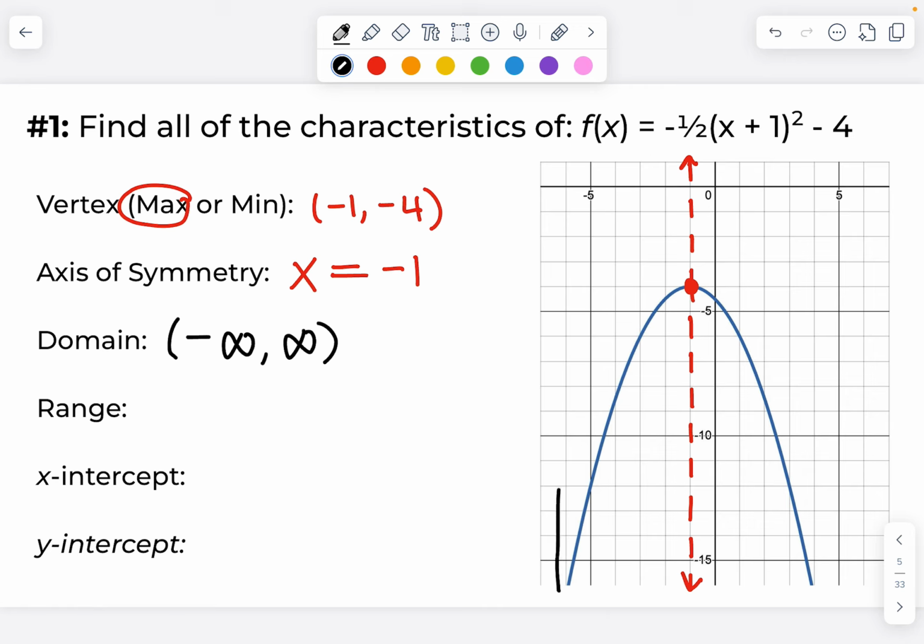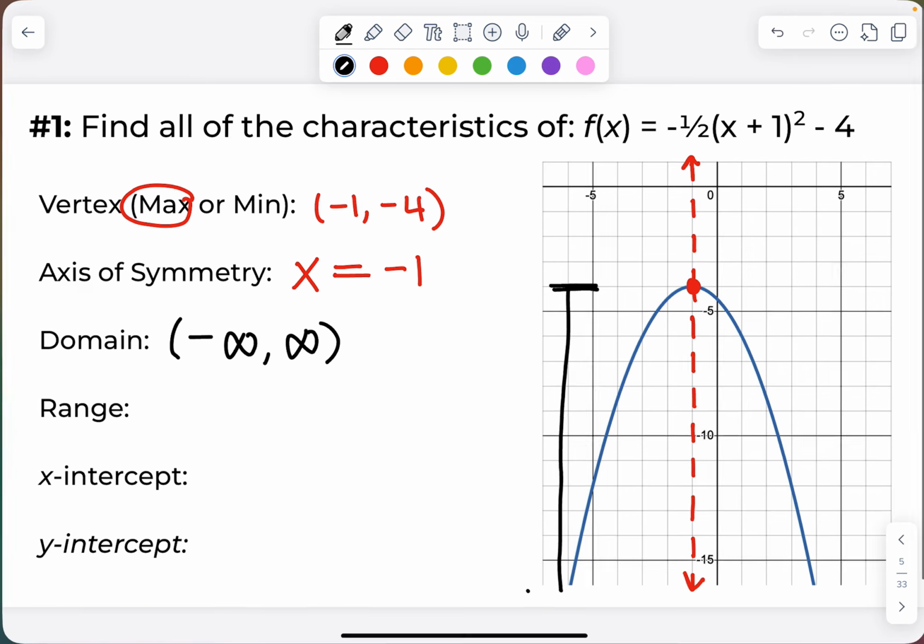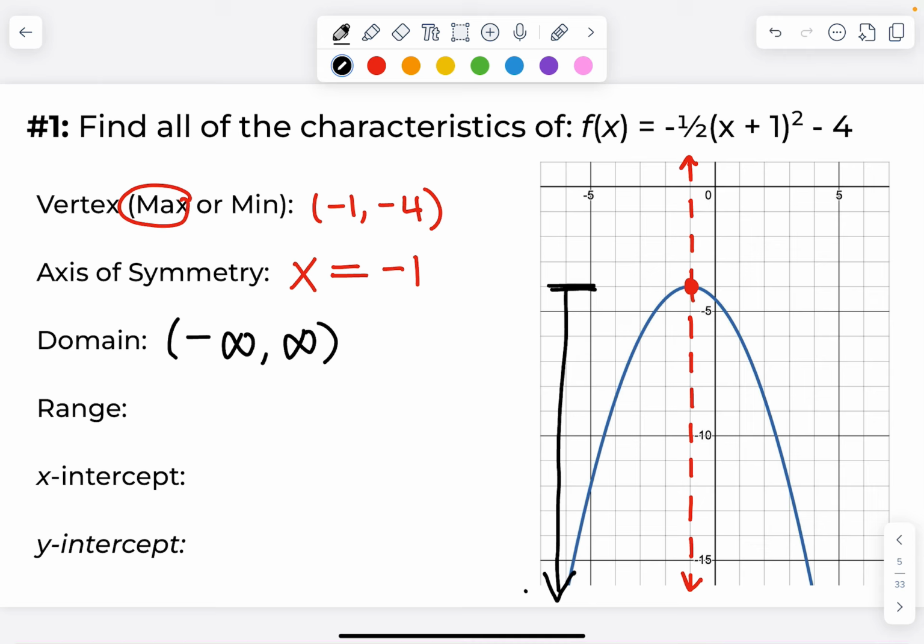So our range is going to be up here, up to this point, okay? That is our range. So we're going down forever and ever, but our maximum is going to be at -4. So the way we're going to write our range, think the bottom of our graph to top. Our bottom's going down to negative infinity, and our maximum y value is at -4.